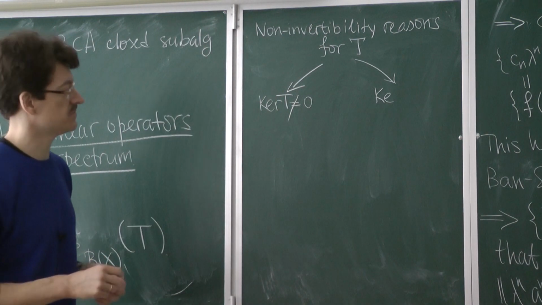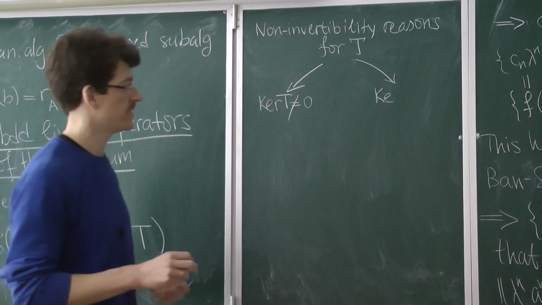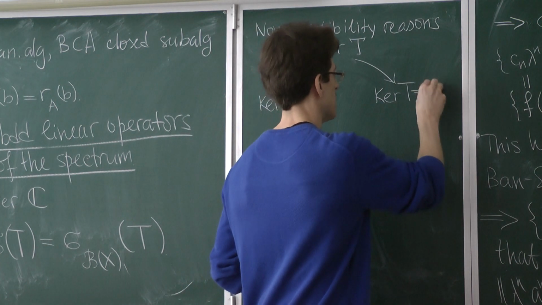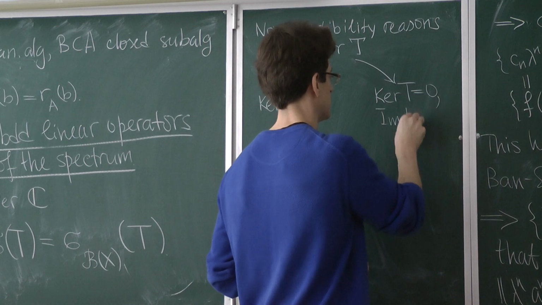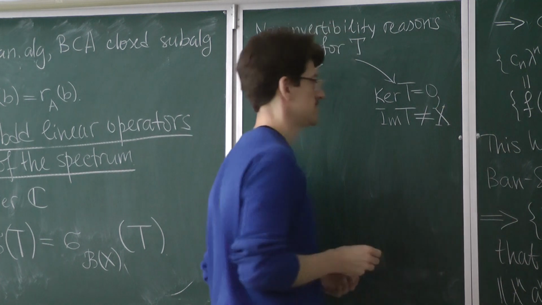So T is not invertible if the kernel is non-trivial. And it can also happen that the kernel is trivial, but the image is not all of X. The image is strictly smaller than X. That is, T is not surjective.